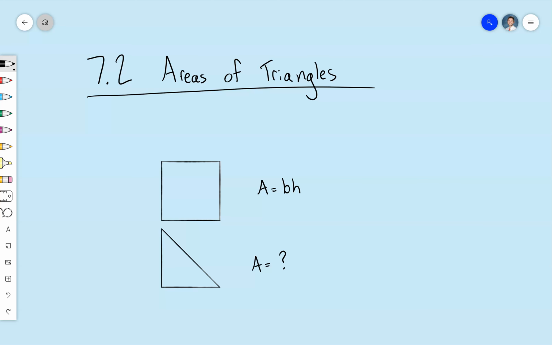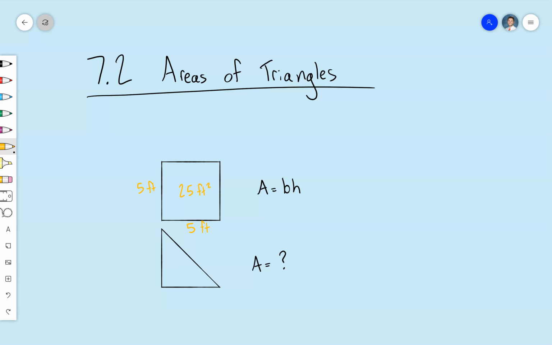So if I wanted to find the area of this square, let's say this is 5 and 5. We would know that the area would be equal to the base, 5, times the height, 5, which would be 25 square feet.